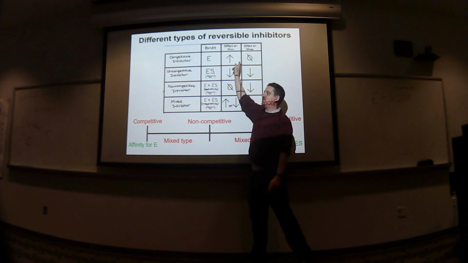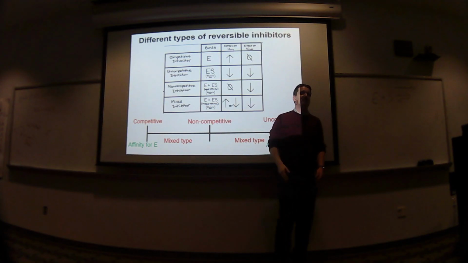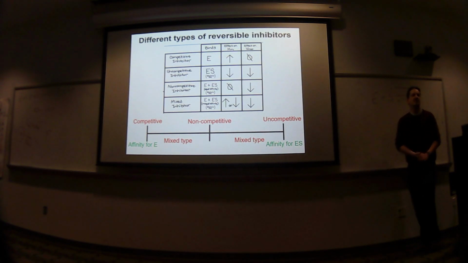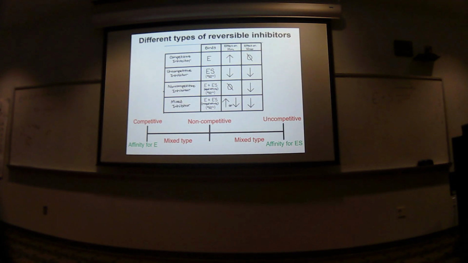Competitive does this, this, and this. Uncompetitive does this, this, and this. That's it. 5 points, boom, done. That's all you've got to do. You see, it's not too bad.